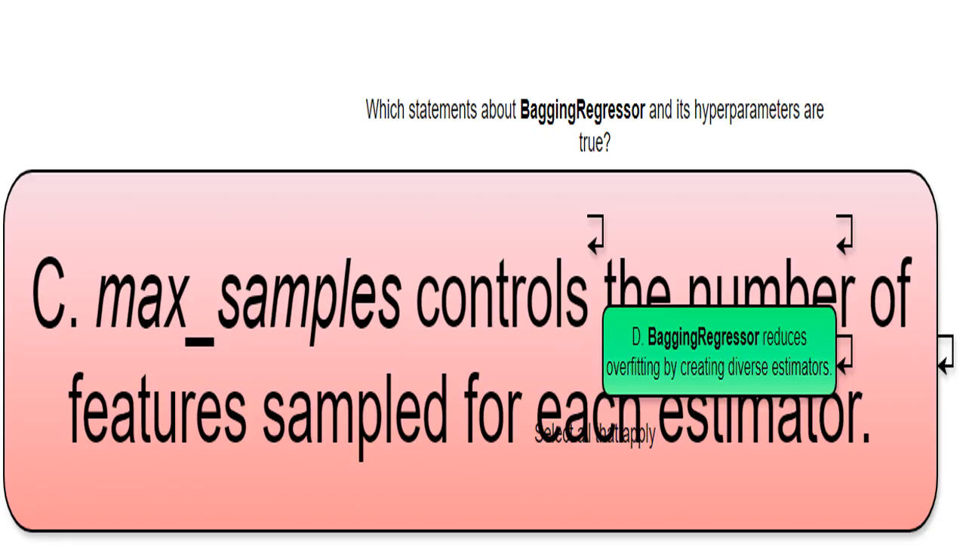This statement claims that max_samples controls the number of features used. I need to check if this is correct. I should remember that max_samples actually controls the number of data points, rows, not features, columns.